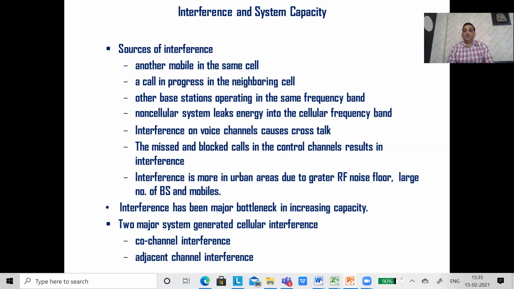Interference on voice channels causes crosstalk. Many of us have observed this multiple times. Crosstalk is also one kind of signal interference. Then the missed and blocked calls in control channels also result in interference. Sometimes missed calls and blocked calls in control channels increase the interference in the system.